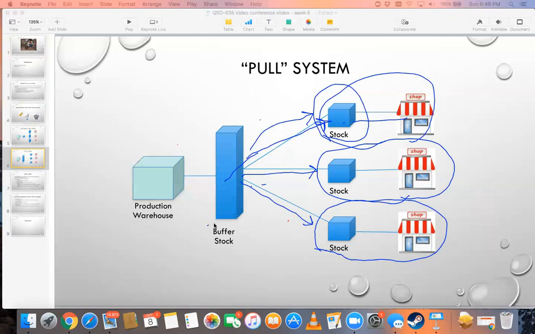Now, I need to be careful saying this because it's not really a buffer stock. It's like a large stock. Let's say the production warehouse has a stock of stuff. But inside of the production warehouse stock, they'll put buffer stocks to guard against oscillations in demand, like I mentioned earlier. And then they can also put buffer stocks here too. Buffer stocks can go anywhere that they can relieve demand oscillations.